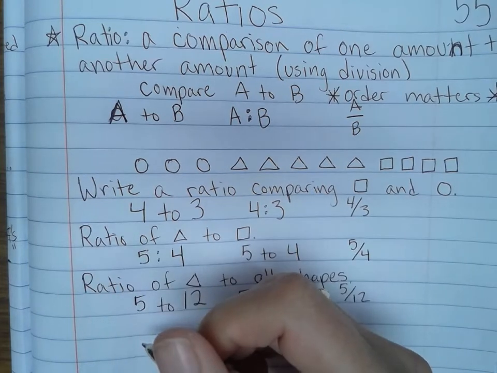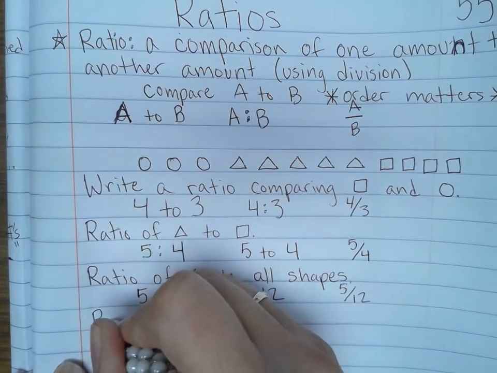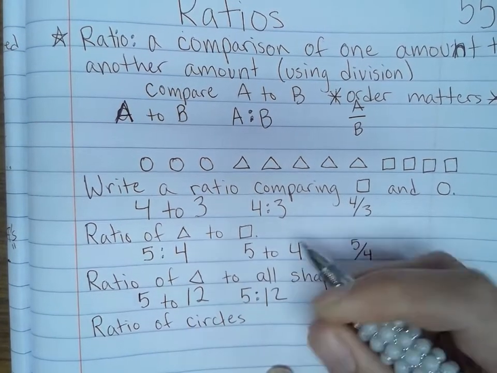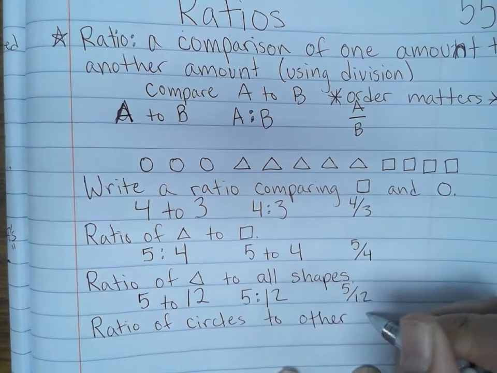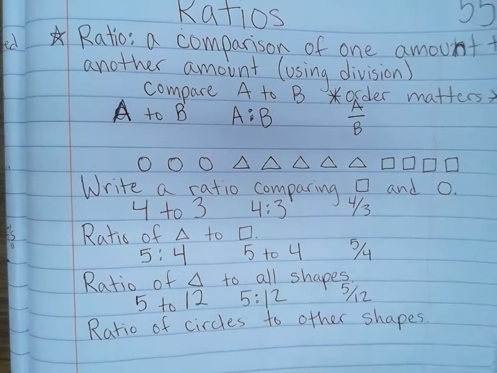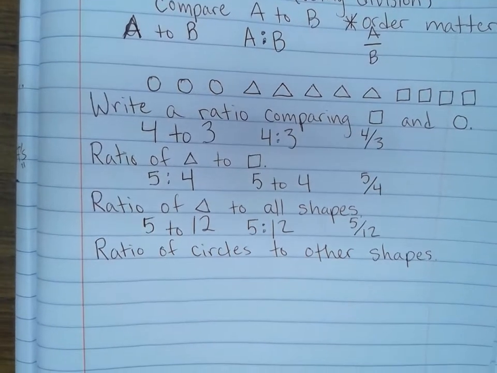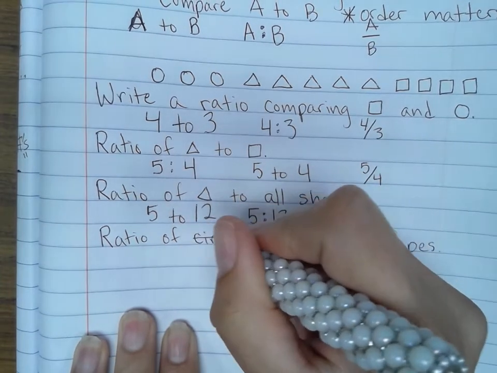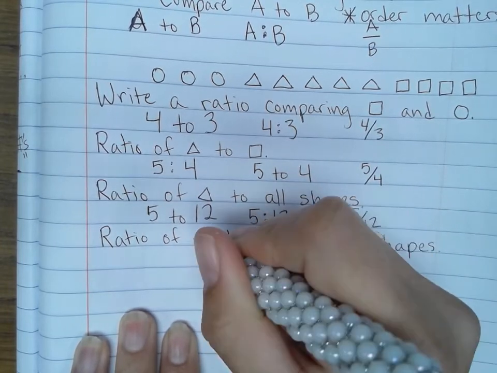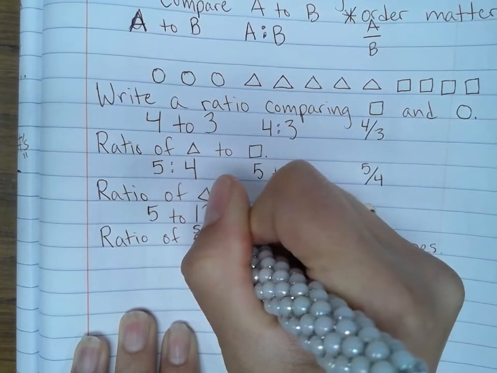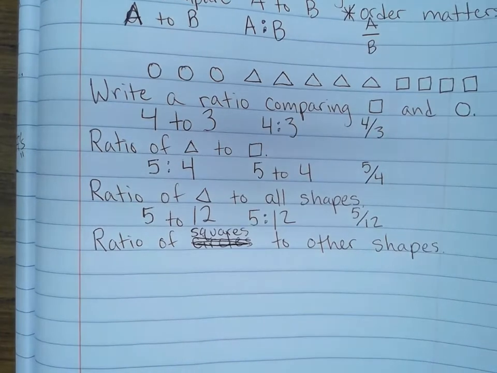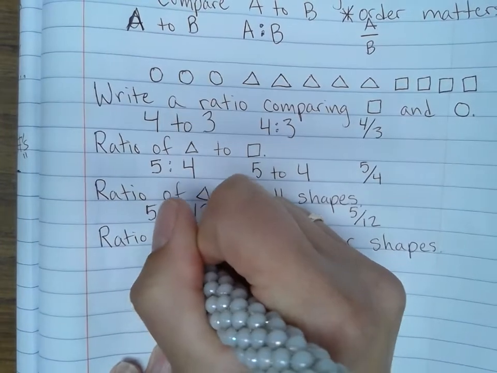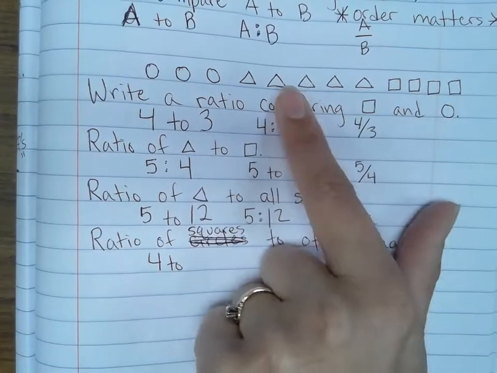Let's do ratio of circles to other shapes. Okay, sometimes you're going to have to think about it just a little bit. Not that this is very hard. But circles, how many circles do I have? I have 3 circles. Oh, I'm sorry. I want to change this to squares. And I have a teaching reason for it. So cross it out and change it to squares. Now that you've changed that, ratio of squares to other shapes. So how many squares do we have? 4. To how many other shapes? Well, the circles and the triangles would be 8.